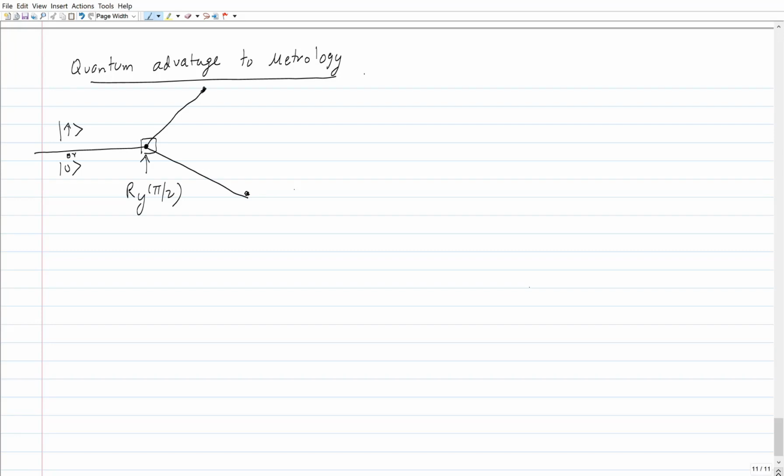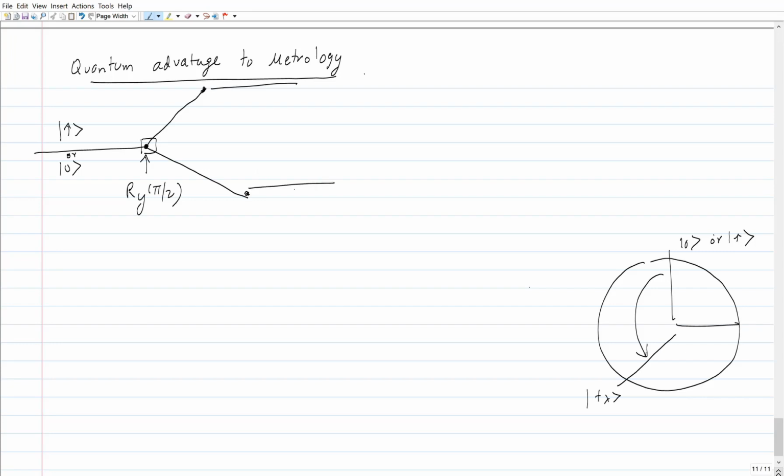So again, making the Bloch sphere, I started from here. This was the state, and I rotated it to get the plus x state over here. And these are the two arms of my interferometer, or the beam splitter, you can say. I create an equal superposition of up and down, and in the arms of the interferometer, I'm applying the Hamiltonian.